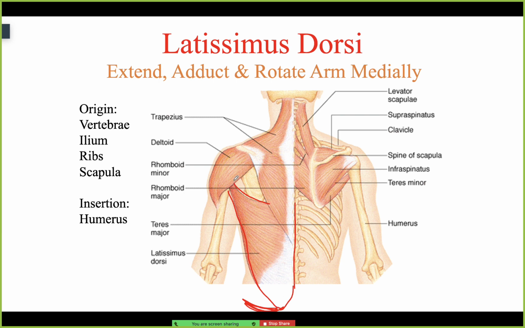Its insertion is going to be beneath this muscle on the deltoid. Sorry, not on the deltoid, underneath the deltoid on the humerus. So if the humerus is the bone that's underneath here, the latissimus dorsi comes and binds to that humerus bone. So if you relax the latissimus dorsi, you can bring your arms forward medially. If you contract the latissimus dorsi, you can open your arms back out laterally away from your body.